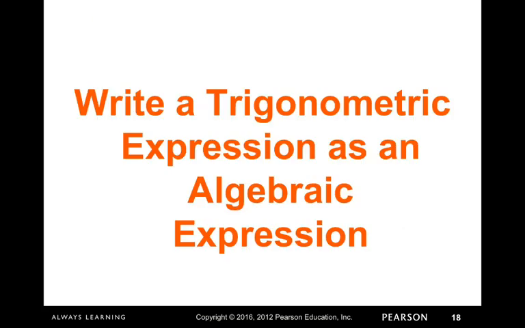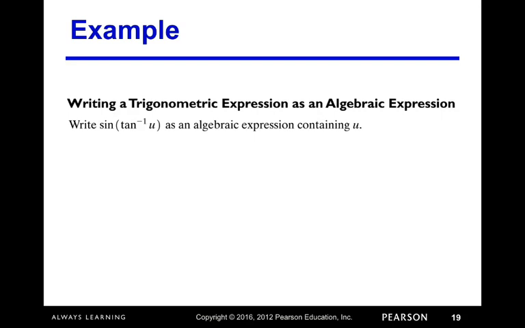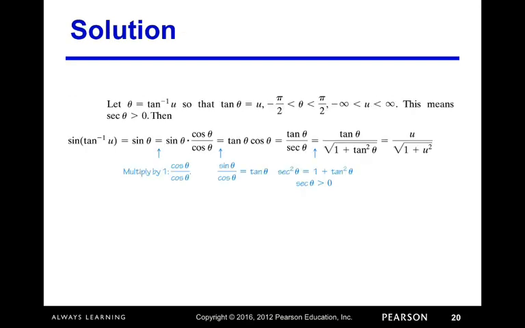Write a trig expression as an algebraic expression. Sine of the angle that has a tangent of u as an algebraic expression containing u. Now these are a little tricky, but they're not terrible. So we want the sine, in this case, we need to get it to some form that we can use a trig identity on. Well, we don't have sine and tangent in a trig identity. We know we have tangent and secant in a trig identity. So what we're going to do, what they did, they multiply this sine.